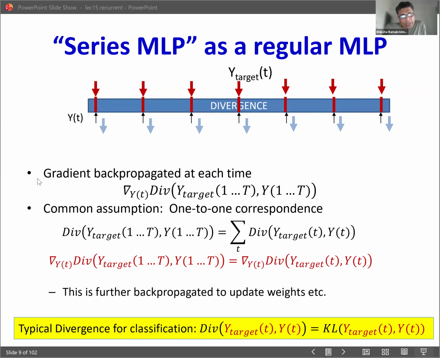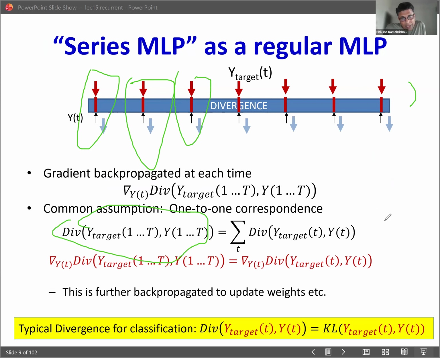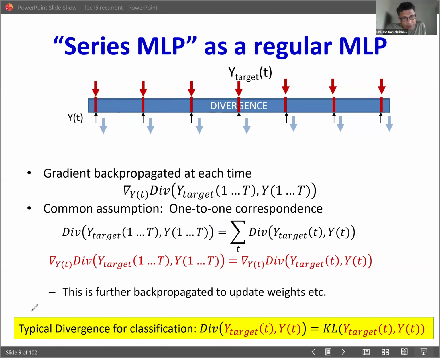And so when I use an MLP to model time series, but I continue to assume that the divergence between the two series is the sum of the divergences at individual times, then it simplifies the problem because the global divergence is simply the sum of local divergences. But in doing so, I lose the time series nature of the data. But this is an assumption that we will often make in other settings as well.